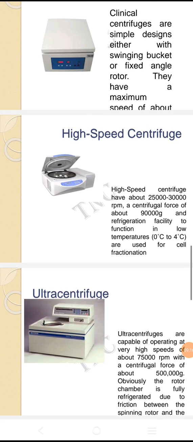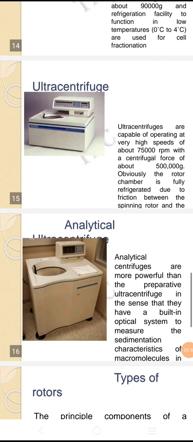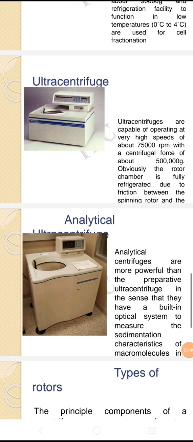The high speed centrifuge mainly differs in its higher rotation speed and centrifugal force. It runs at 25,000 to 30,000 rpm, with a centrifugal force of about 90,000 g, and has a refrigeration facility to function at low temperatures. It is used for cell fractionation. The ultracentrifuge runs at 75,000 rpm with a centrifugal force of 500,000 g. Obviously the rotor chamber is fully refrigerated.